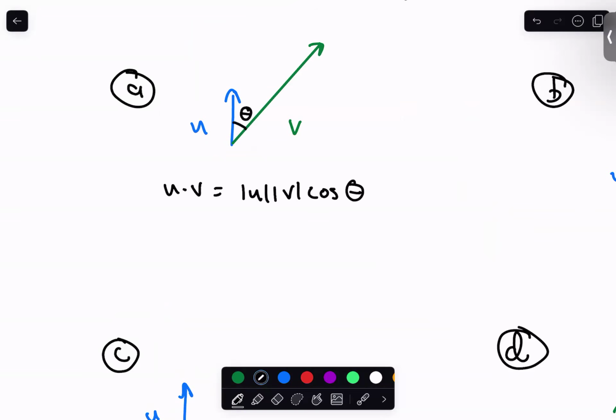Certainly the magnitudes, we know how to calculate a magnitude of a vector. There's a square root and a bunch of squares added together. So this is going to be positive. This is going to be positive. And then you have an angle that's less than 90 degrees, and you throw that into cosine, then this is going to be positive here as well. So you have positive times positive times positive, and so this one's going to be positive overall.